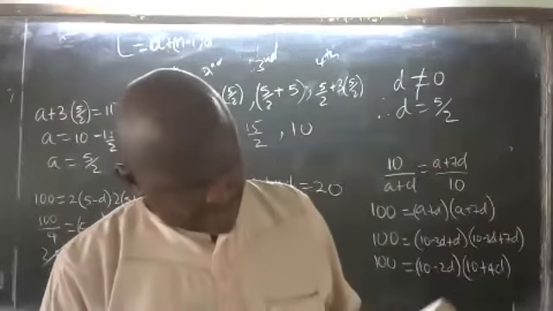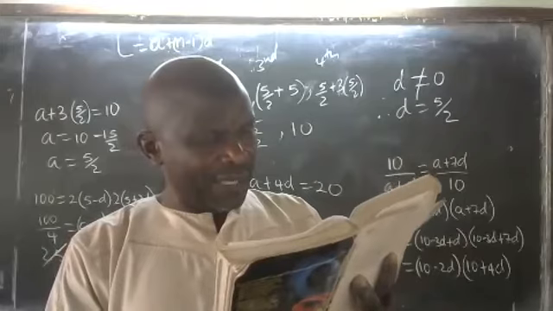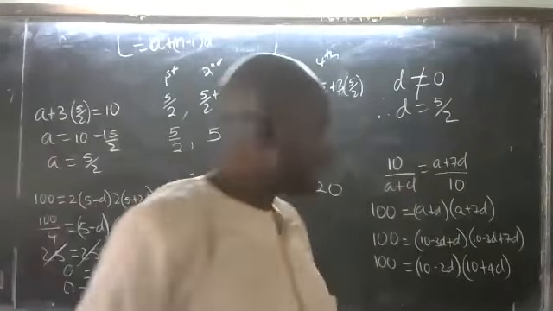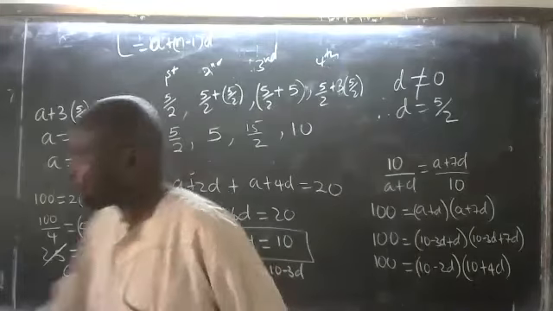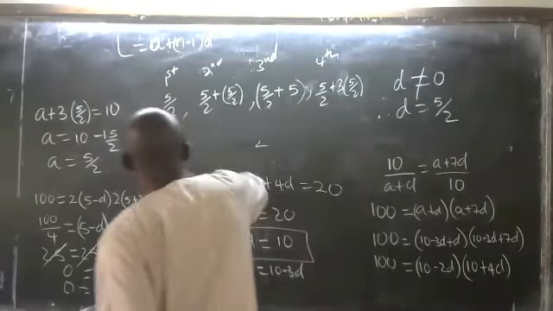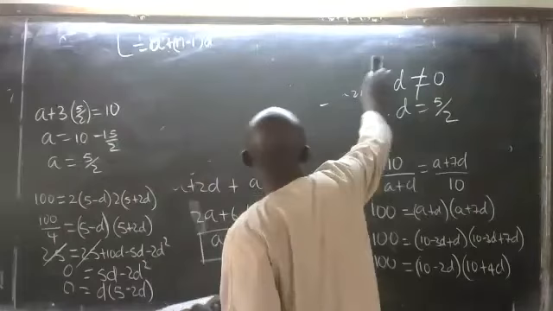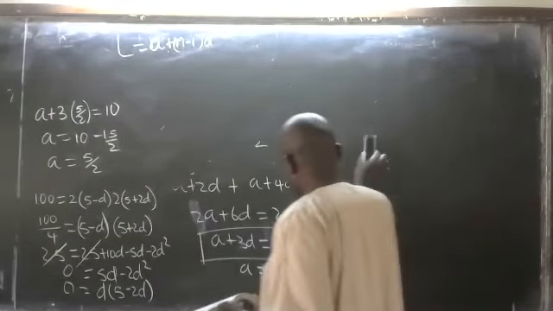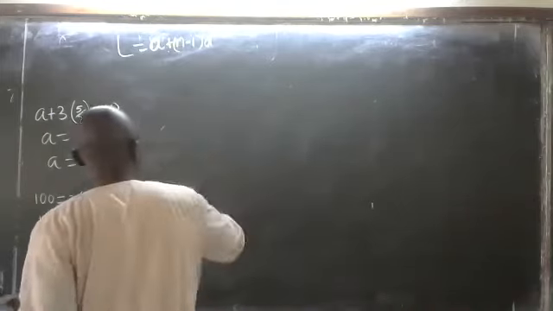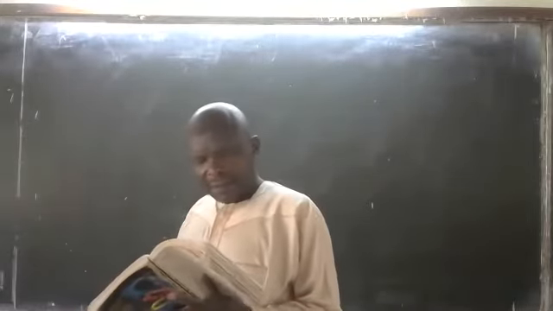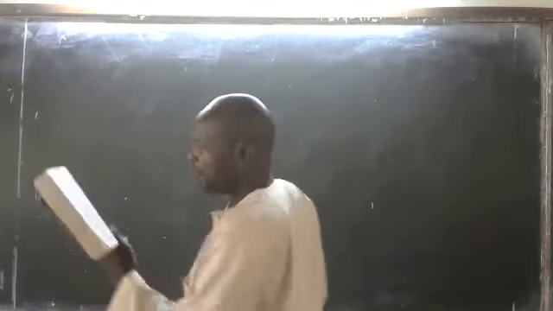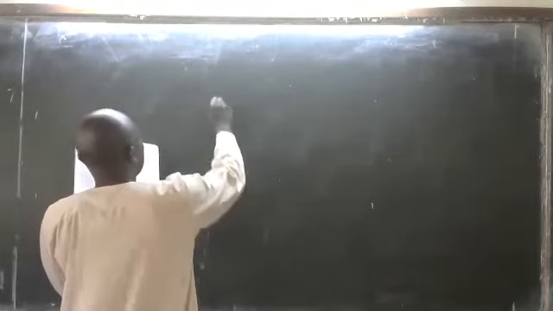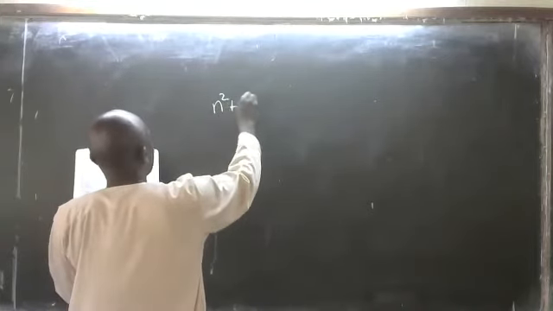The sum of the first n terms of a certain series is n squared plus 5n.